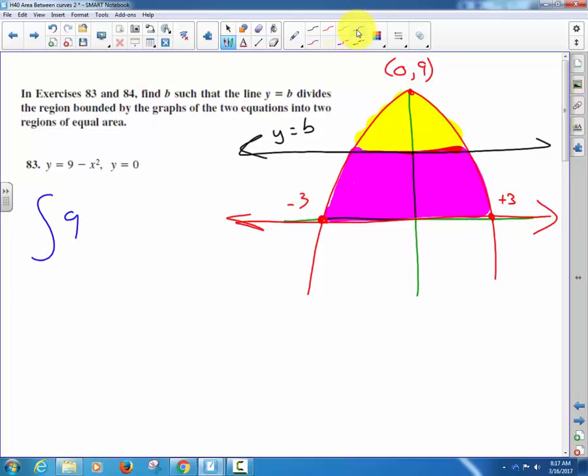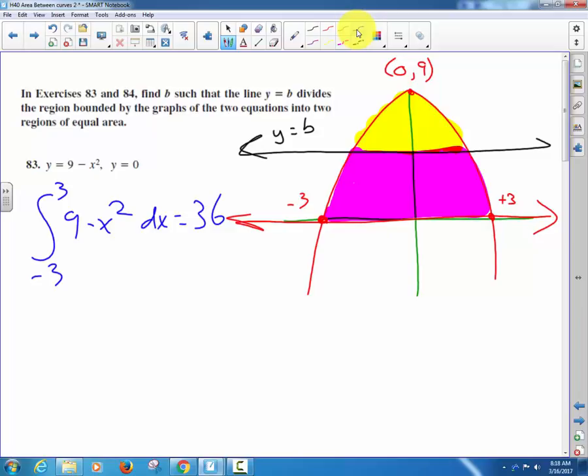Very good. If we integrate this thing from -3 to 3, we will get 36. Now I just wrote that down because I know what the answer is. I've worked this problem before. I'm confident you can go through and do that: 9x minus x cubed over 3, evaluated at those numbers. I think you'll get 36. So that's the whole area, the purple region and the yellow region together.